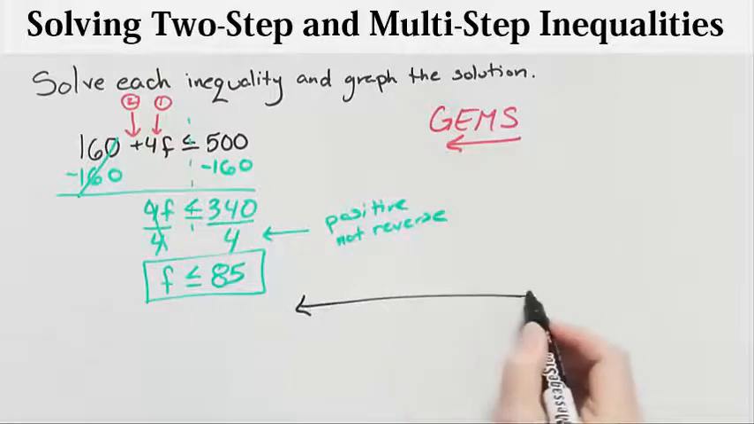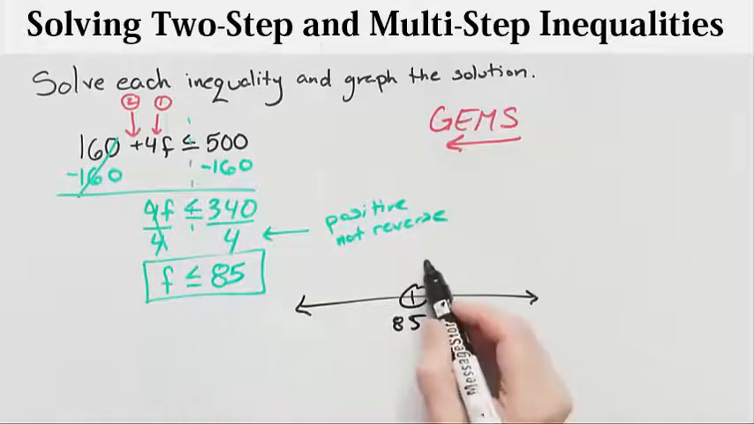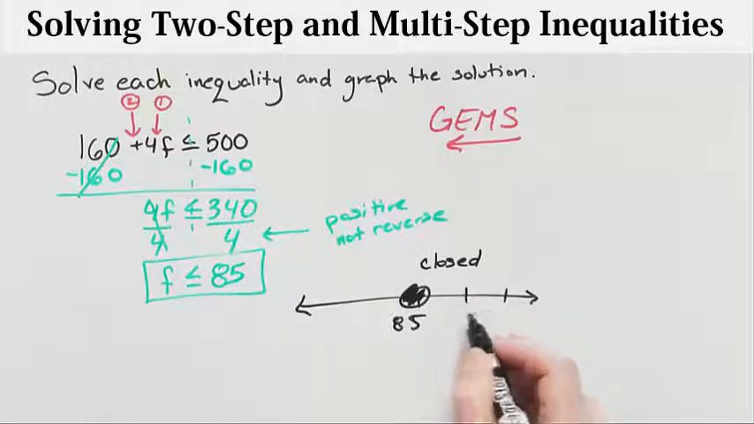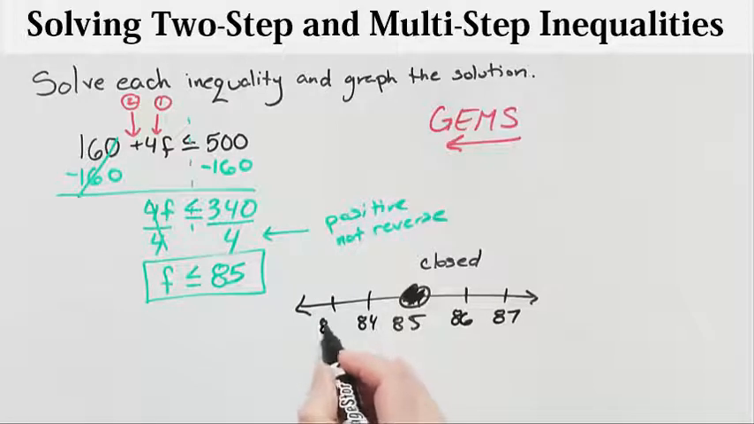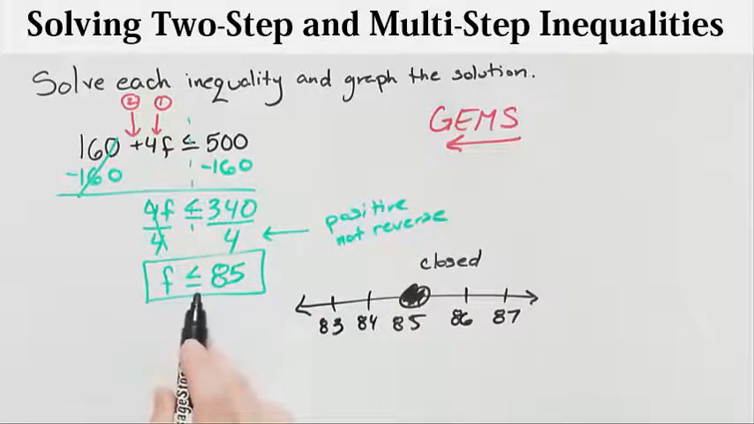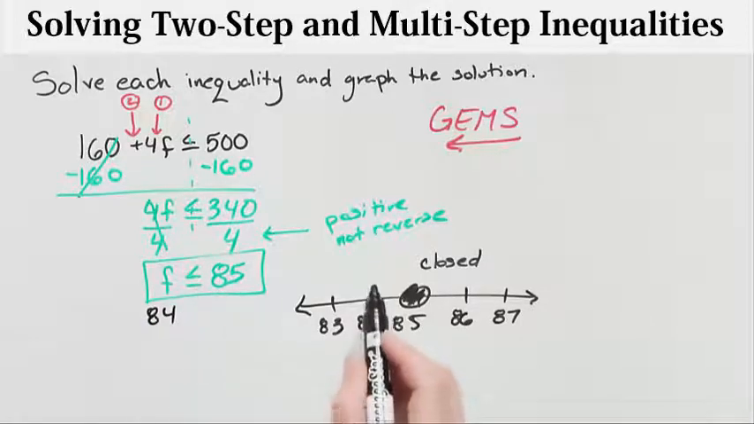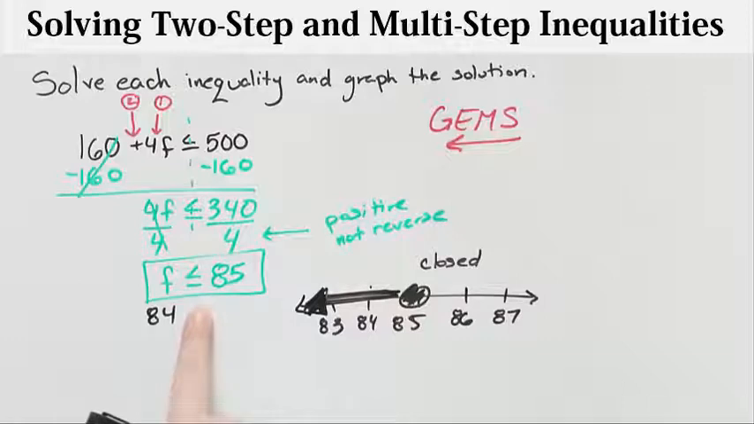So here's my number line. The number in question is 85. It is closed because there's an equal to symbol, so we're going to color it in because it is closed. You need a few numbers to the right, and you need a few numbers to the left. I'm looking for all numbers smaller than 85. Well, I know that 84 is smaller than 85. 84 is right here, so I'm going to color in the direction of 84, and that is my graph. So F is less than or equal to 85, and here's the graph of F is less than or equal to 85, and you're done.